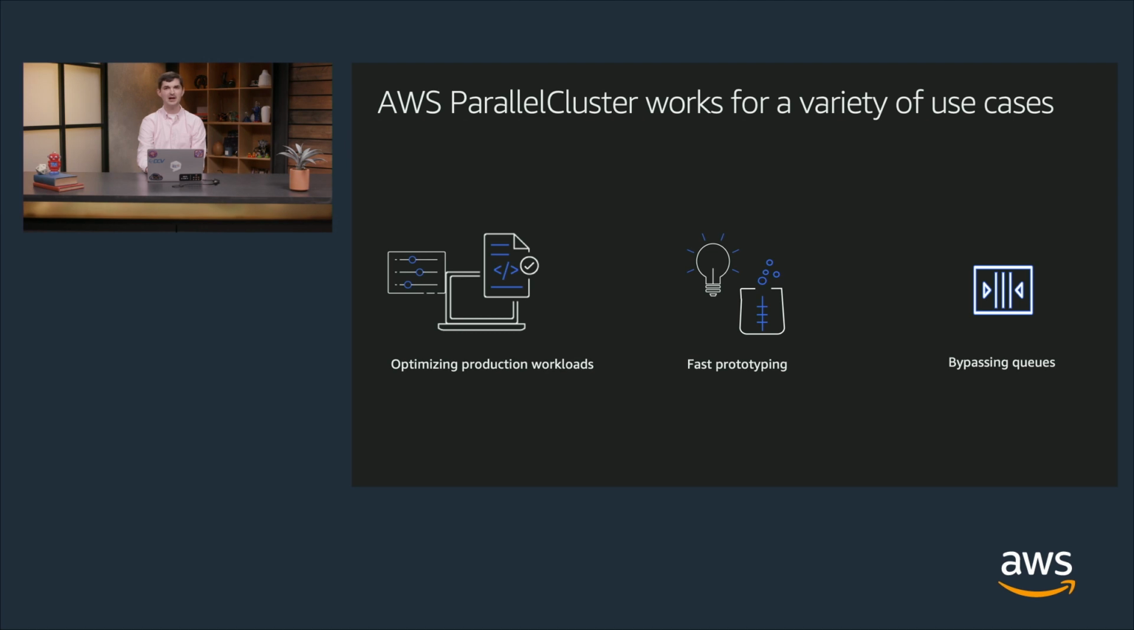Fast prototyping is likewise easy with ParallelCluster because it makes the elasticity of AWS so accessible and lets researchers and engineers testing new products experiment quickly and on demand with different configurations so that they can figure out what works best and ask more interesting questions.